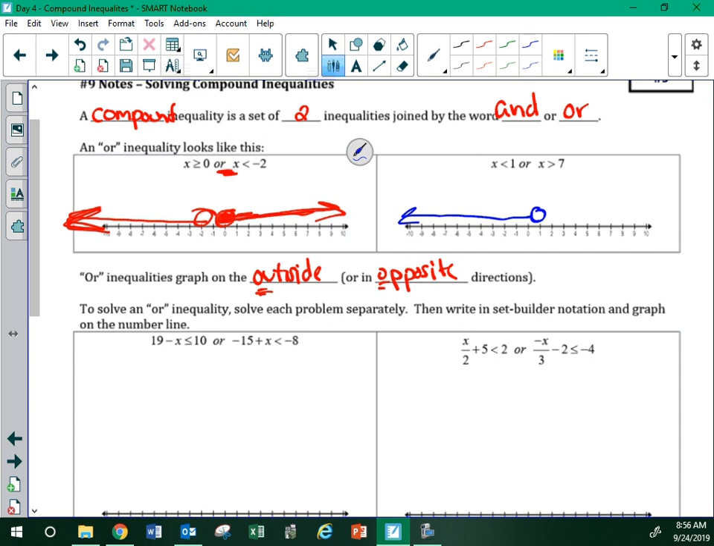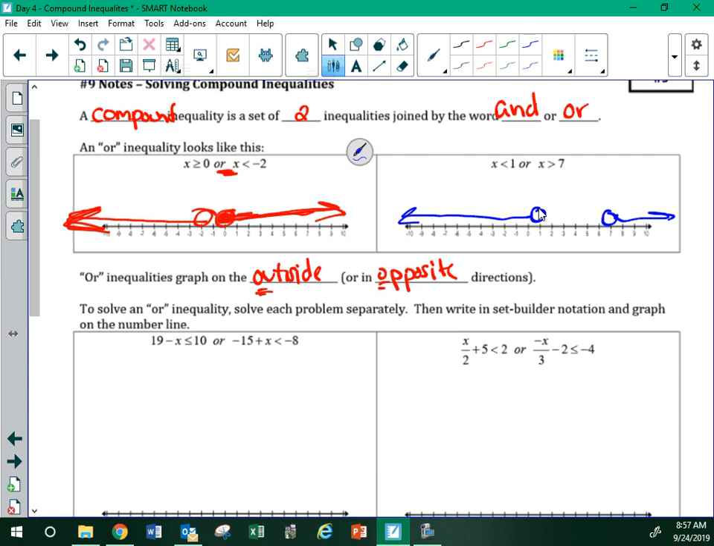And then we have x is greater than 7. Is this open or closed? Open. There's no or equal to, so it's still open. And it's pointing to the right, so we go to the right. Notice again how they're in opposite directions.